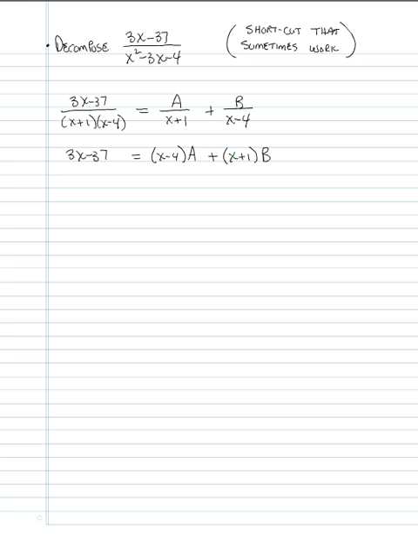Now, let me first remind you that the left side and the right side are equal. We just don't know what A and B are yet. But they're equal no matter what x values we have. And so if I want to find A, it would be nice to make B go away. I'm not using very precise math language here. And the way I could make B go away is I could choose an appropriate x.